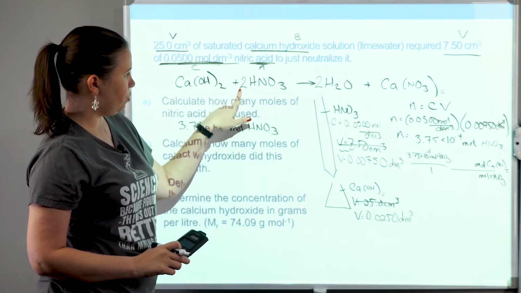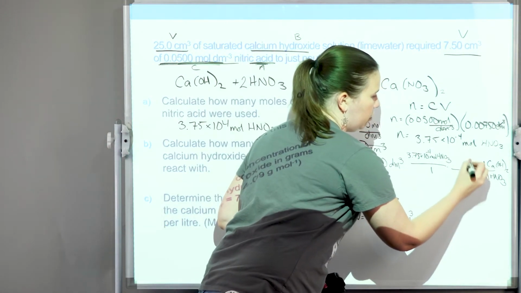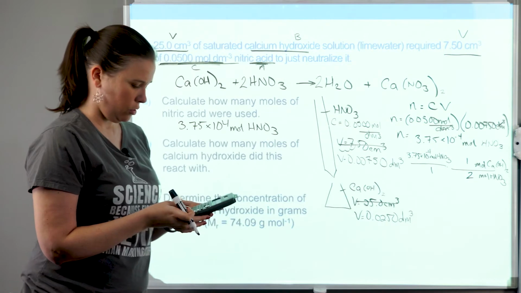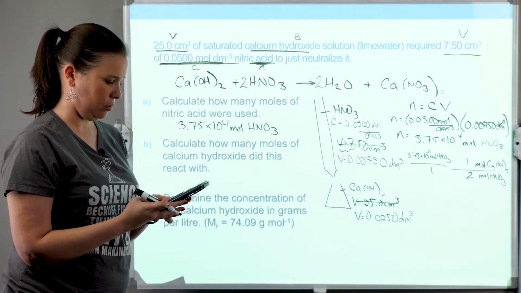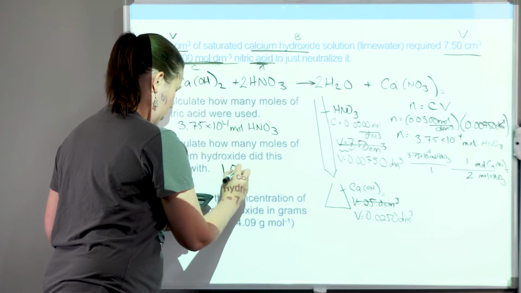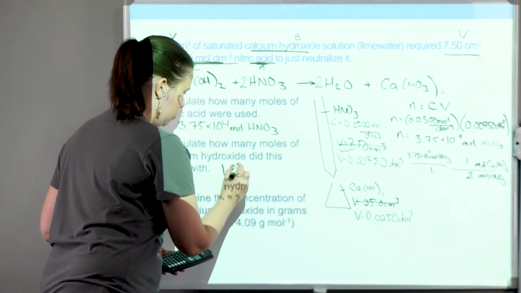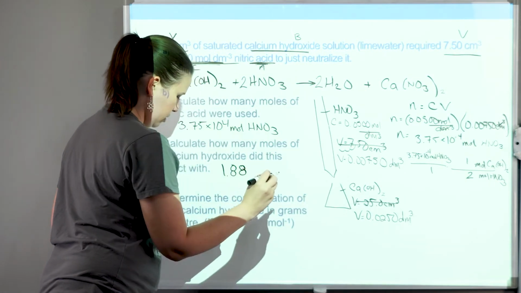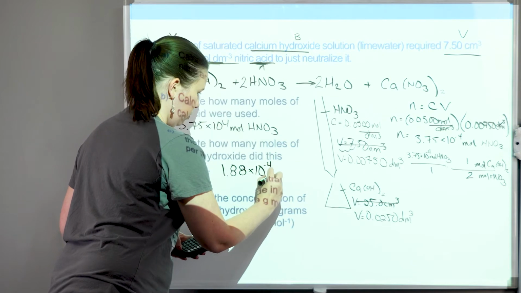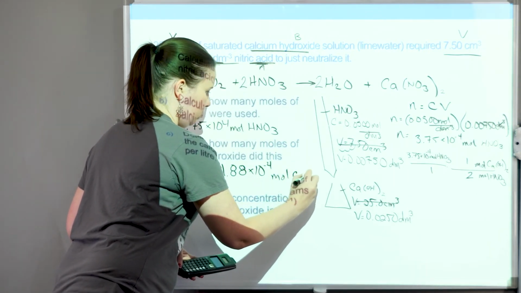So you can see it's 2 as the coefficient on the nitric acid. We're going to put 2 on the bottom. So essentially I need to halve the moles of the acid. I'm just going to hit divided by 2, and I get 1.875, so I'm going to round that up to 1.88 to stick with the 3 sig figs. And we're still at times 10 to the negative fourth for the moles of the calcium hydroxide.